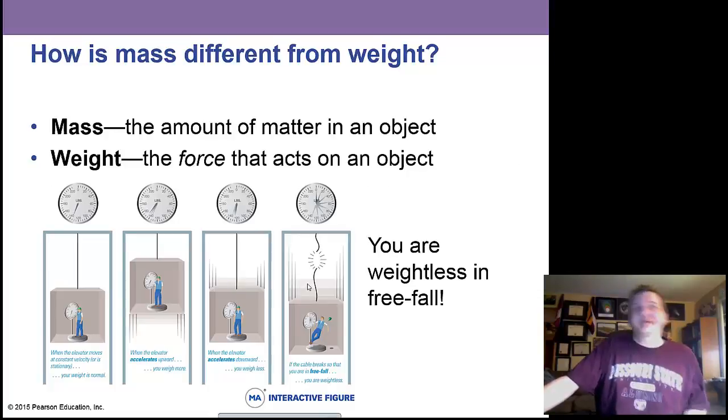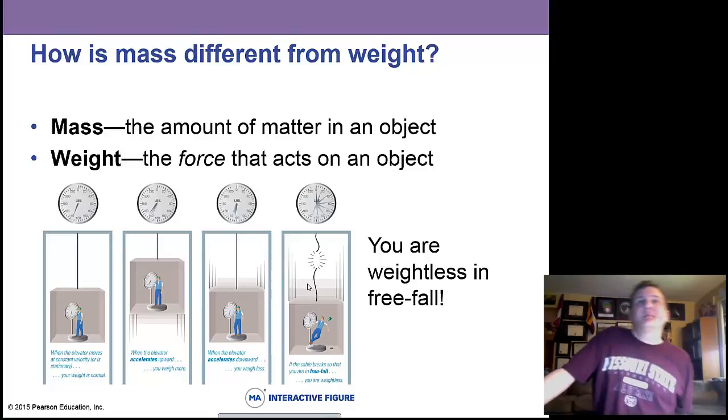So how is mass different from weight? Mass is the amount of matter in an object, the stuff that makes it up, and the weight is the force that acts on an object. You are weightless in a free fall.